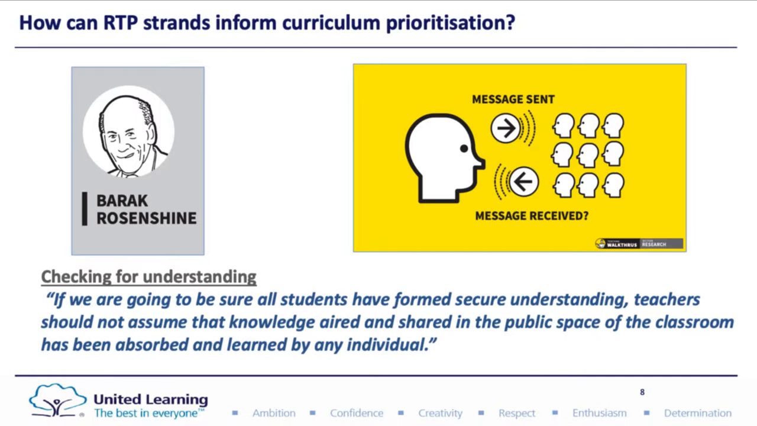So there's this quote here from Rosenshine: "If we are going to be sure all students have formed secure understanding, teachers should not assume that knowledge aired and shared in the public space of the classroom has been absorbed and learned by any individual." So again, it's coming down to trying to find out at an individual level as well as a class level whether they are secure and ready to move on to the next unit or the next topic, and thinking about those building blocks, which are what the RTP represents, the building blocks of mathematics, to make sure that they are secure to go on to learn any of the other areas.